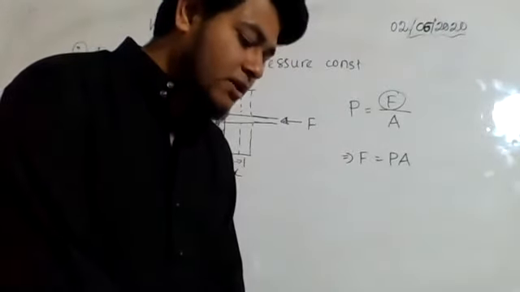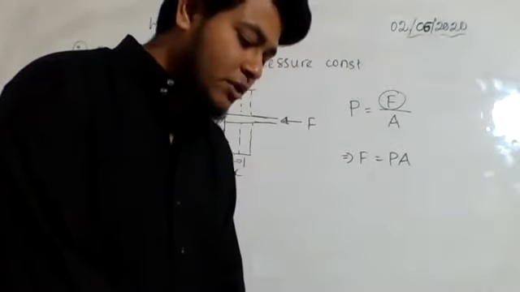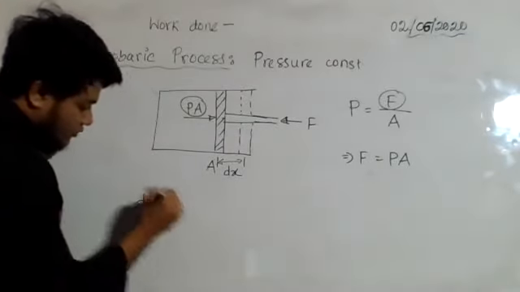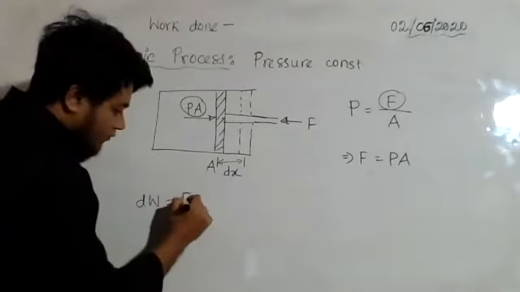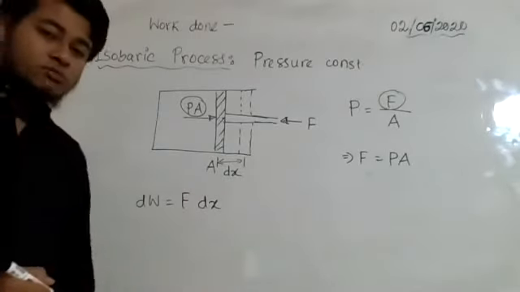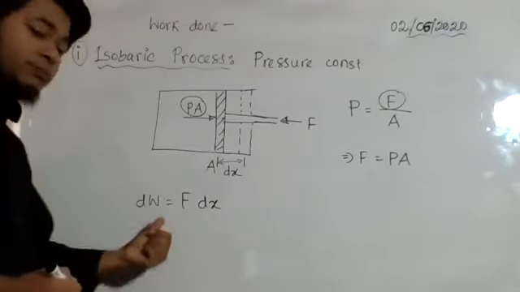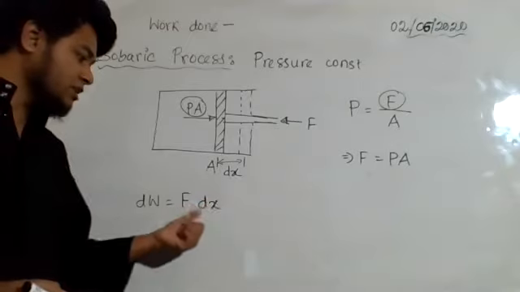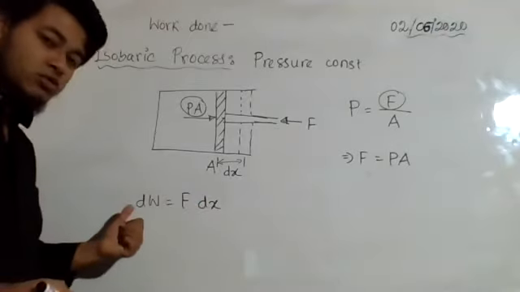If the external work done against the force F be dw, then what will be the work done? See, dw will be equal to force into displacement. Work is equal to force into displacement. Why did I write dw instead of W only? Because it is a very small distance, so a very small amount of work will be done.